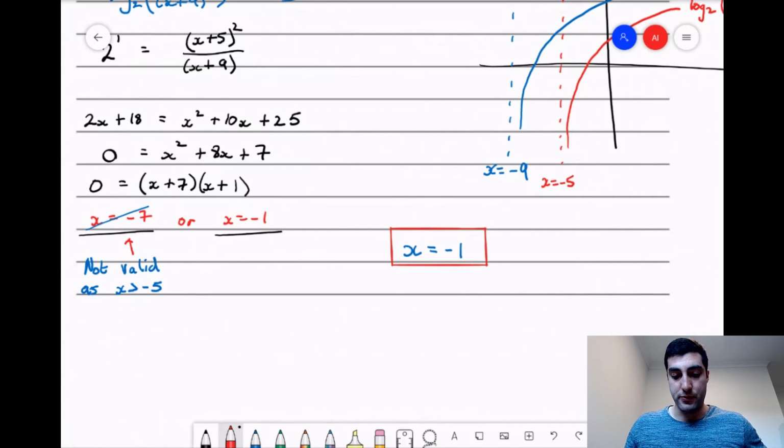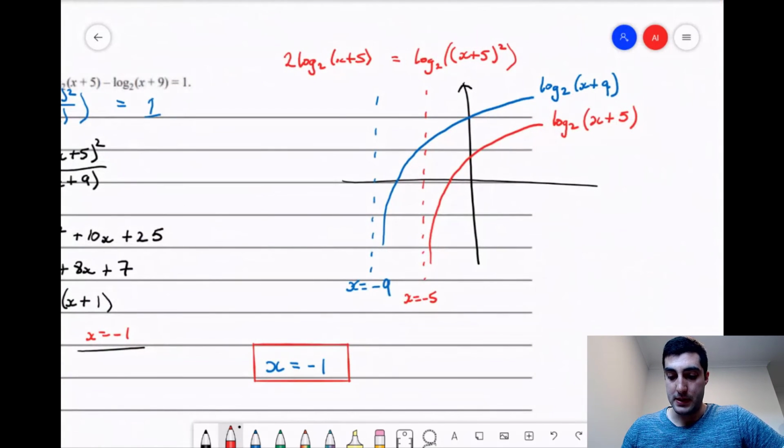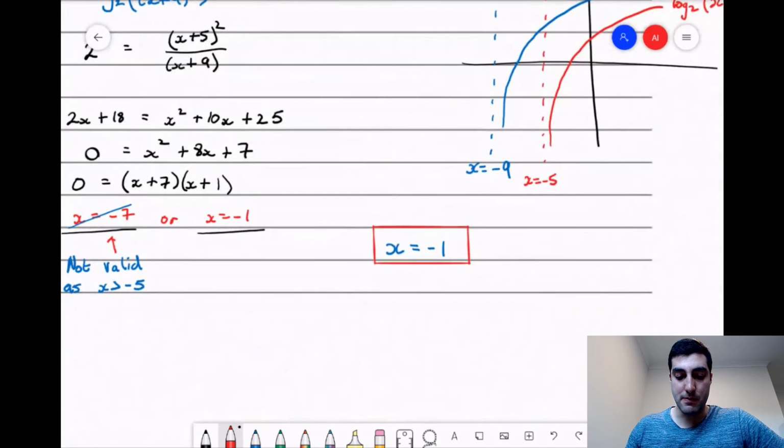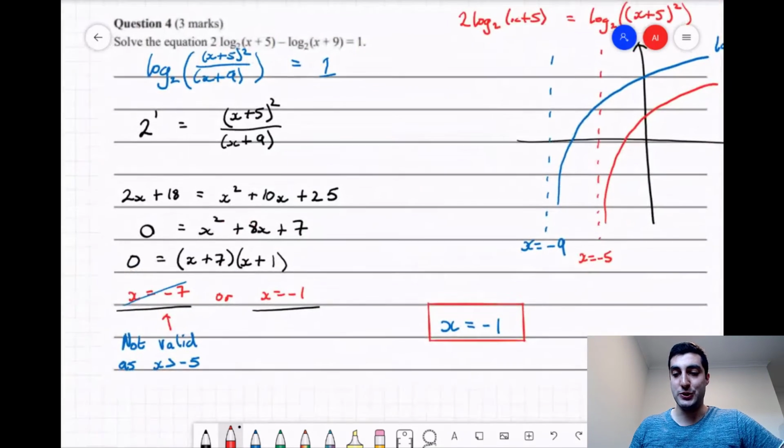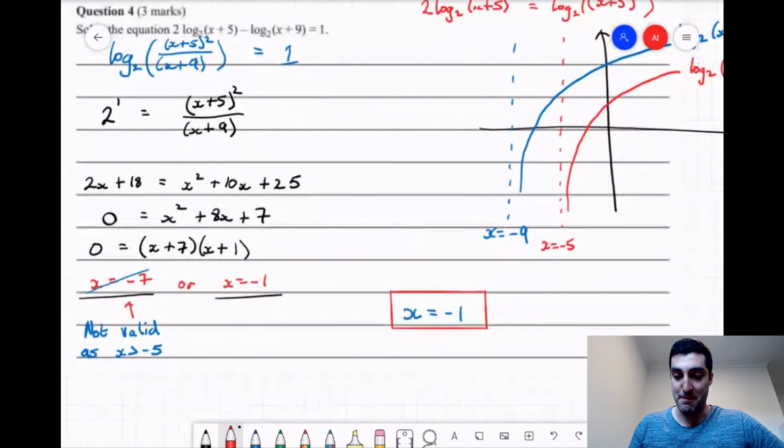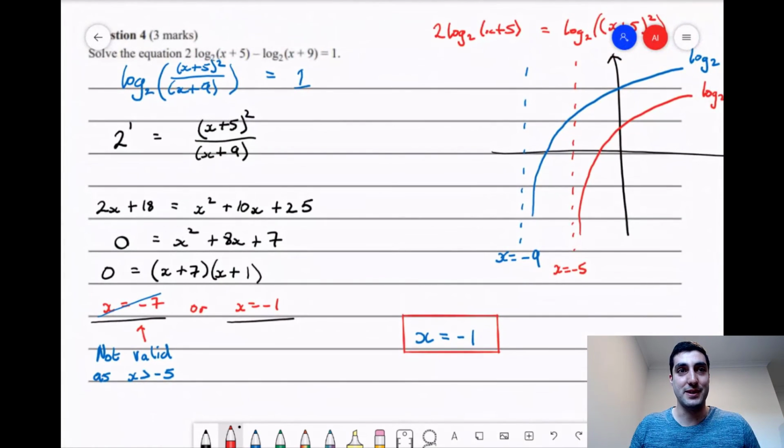So we went through the common mistakes for that one. Just to reiterate, after you get to this step where you've got two solutions, you need to confirm the validity of both of them. We could see by doing a simple sketch that the only valid region was that x had to be greater than minus 5. Therefore, that only left us with the one solution. If you can get your head around all that, then you shouldn't have any issues answering this question. I'll leave it there for this one.